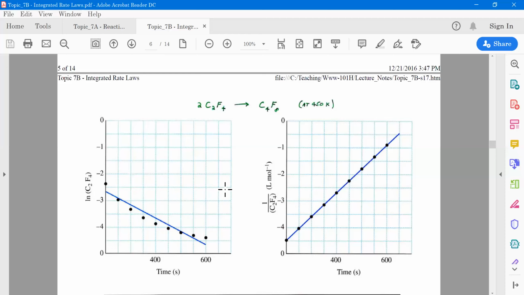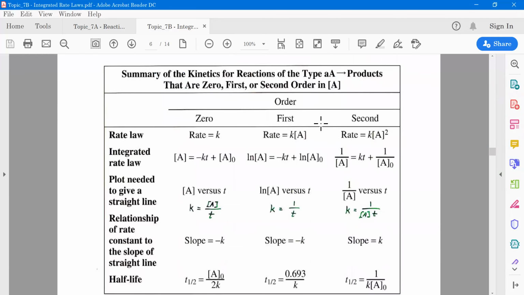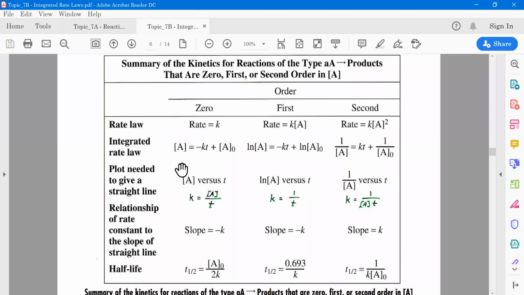Similarly, if we had taken a reaction that follows true first order kinetics and plotted it according to this, the points would fall on the straight line. But if we plotted the second order version, 1 over A, it would be curved. It would look like this. So here's a summary of what we've just been talking about for these various reaction orders and what we observed.